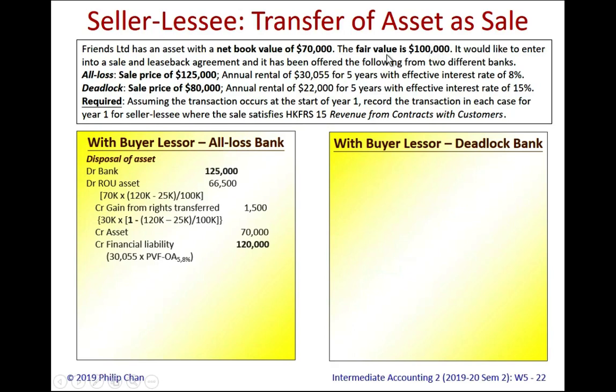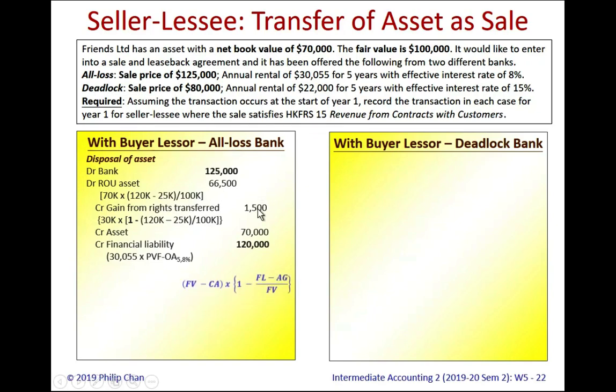So total gain: fair value minus book value, 30, times 1 minus financial liability 120 minus artificial gain. Artificial gain is, remember, sales 125 compared with fair value 100, which is 25. So 125 minus 100 is 25, divided by fair value. It turns out to be 1,500. And then the ROU asset is the book value of the asset times the retained ratio. It's the same thing, financial liability minus artificial gain divided by fair value: 6,500.